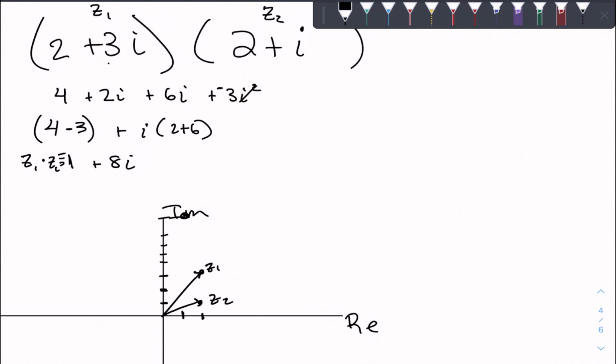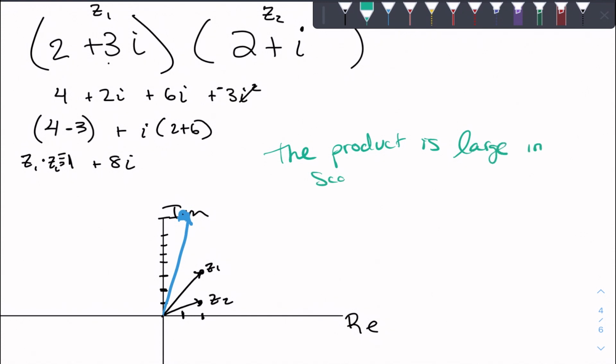So the product of these two complex numbers is larger. So I'm going to write this. The product is larger in scale, and somehow it was rotated counterclockwise.